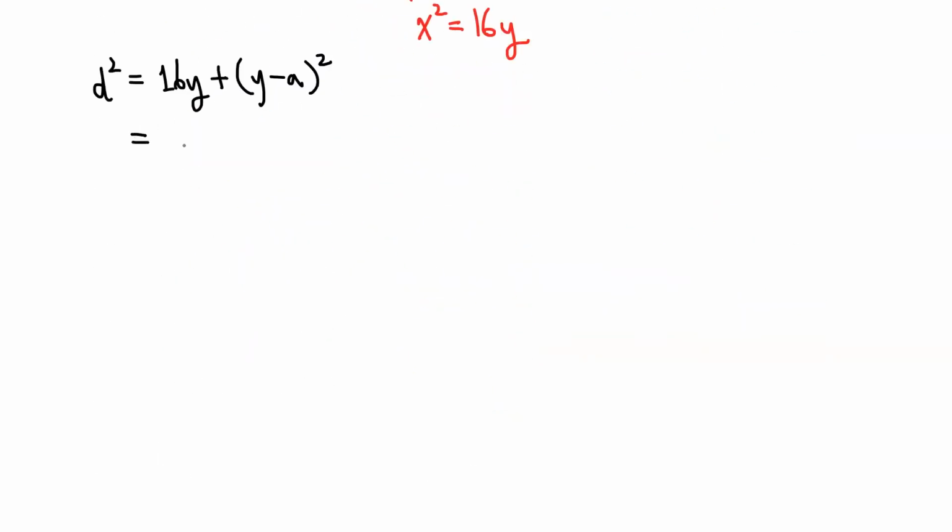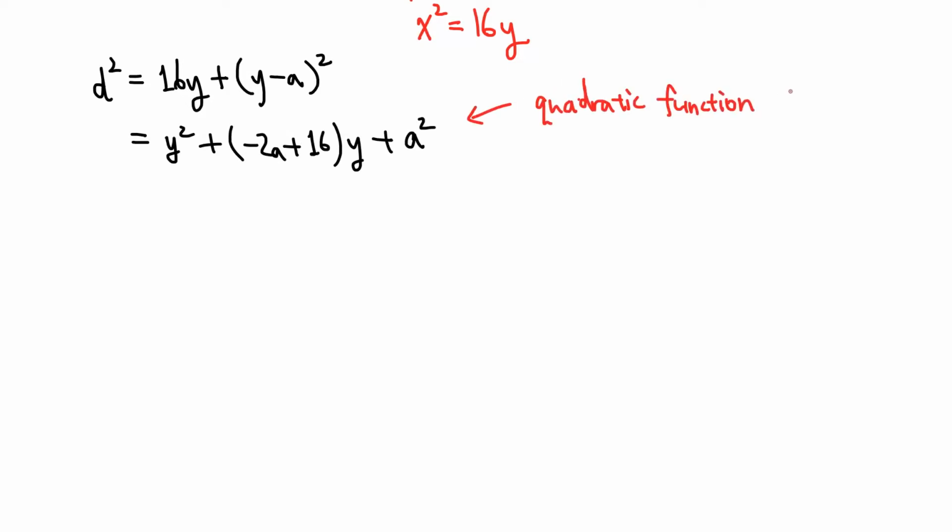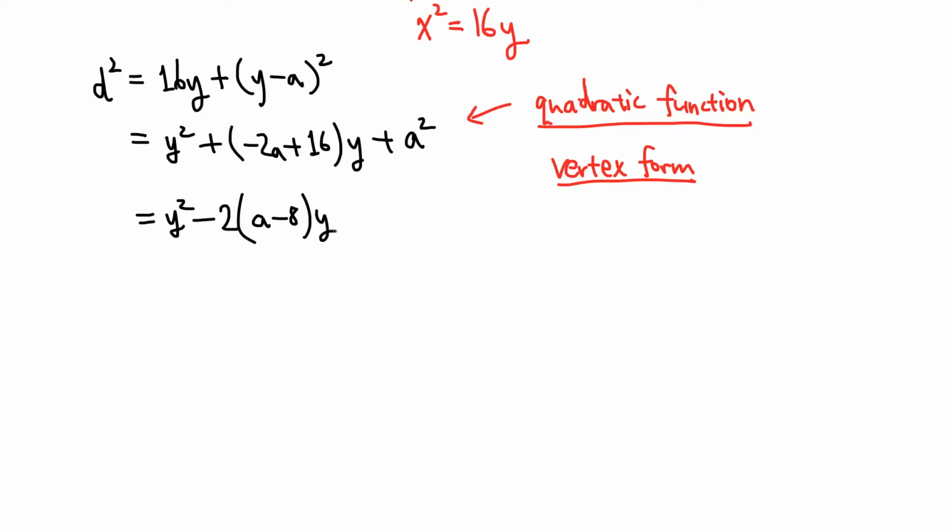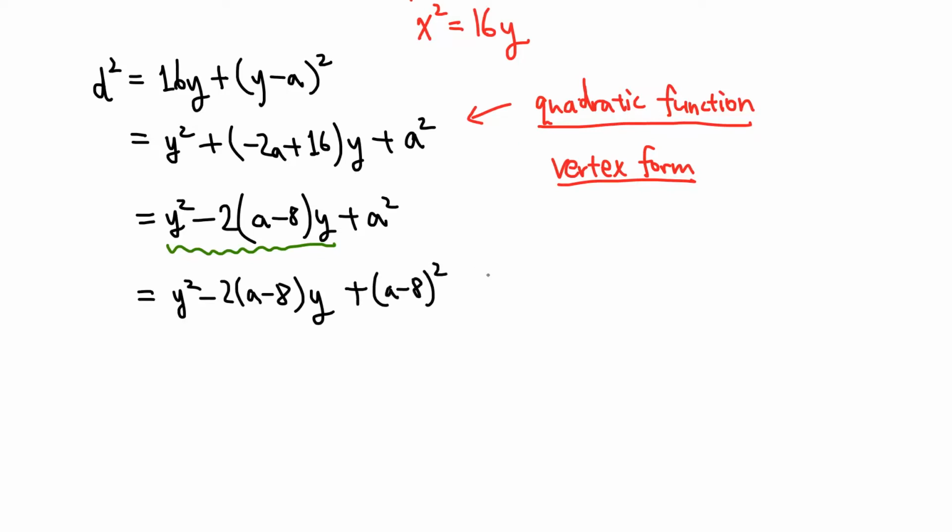And if we expand this, as you can see, d squared is a quadratic function of y, and in order to find its minimum value easily, we transform it into the vertex form. So we write y squared minus (2a minus 8)y plus a squared. And in order to complete the square with this part, we simply add (a minus 8) squared and subtract (a minus 8) squared plus a squared.